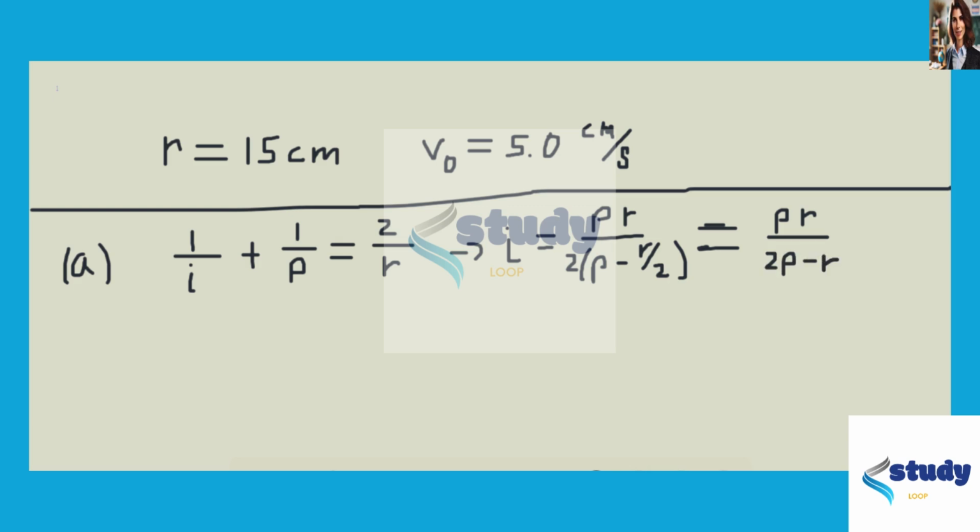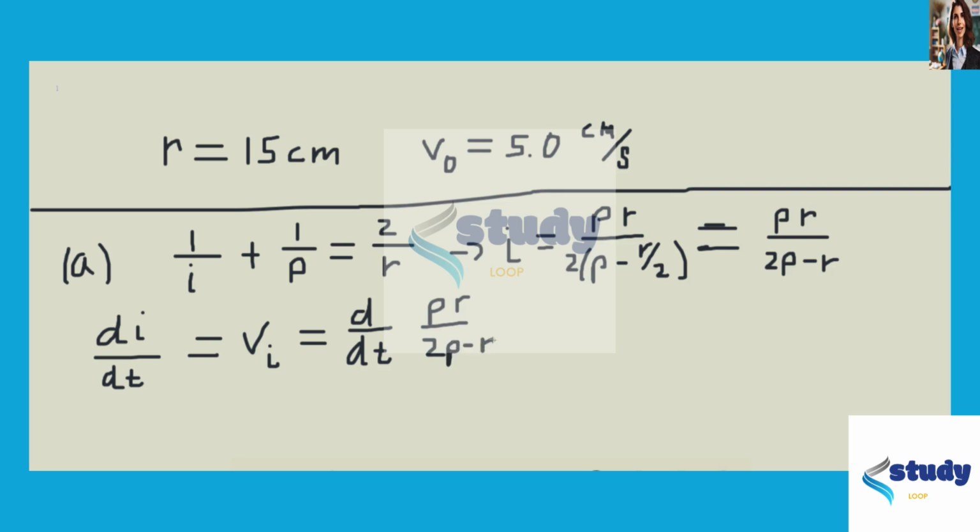Okay, so now let's take the derivative, because the velocity is the derivative with respect to time. So dI by dt, the derivative of I with respect to t, is equal to the velocity of the image. So this is equal to what we're going to call v of I, which is what we're asked to solve for in the expression. So this is equal to the derivative d by dt of what's on the right side of the equation, which is P times r divided by 2P minus r. Well, the derivative of r with respect to time is 0 because there's no time dependence there. It's P that changes with respect to time.